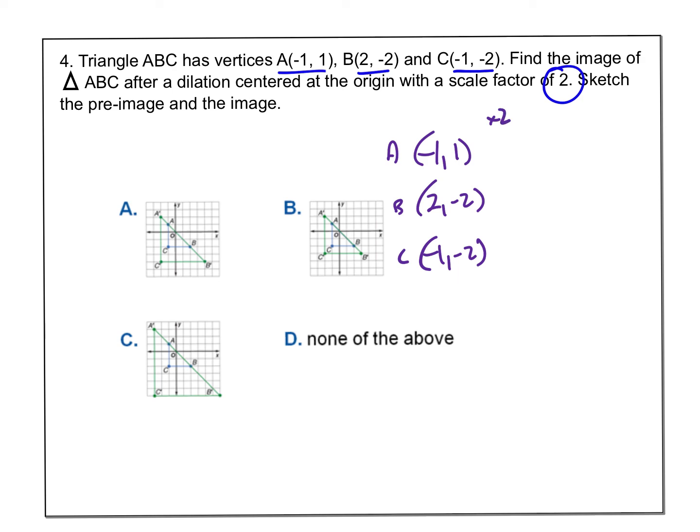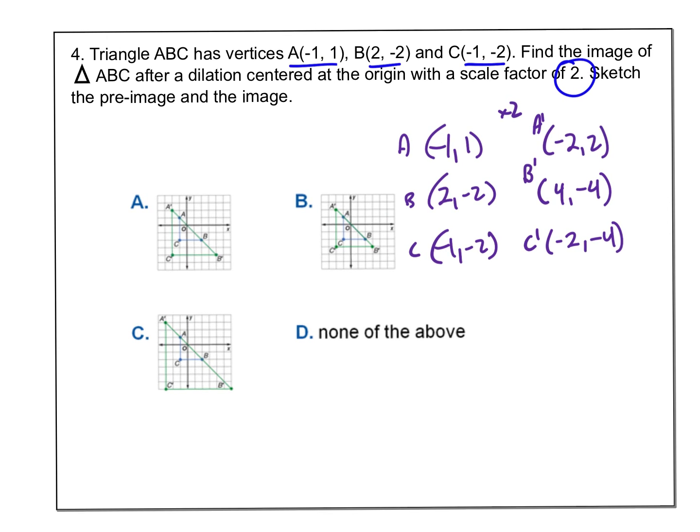Scale factor of 2 means that my new points would be negative 2, 2. 4, negative 4. I remember I multiply everything. And C prime would be negative 2, negative 4. So now that's what I need to look for on my graph.